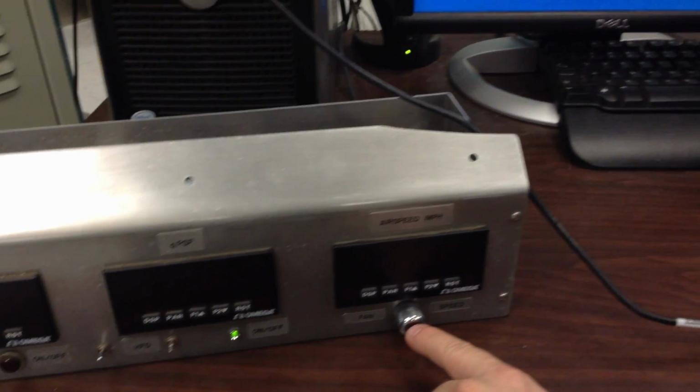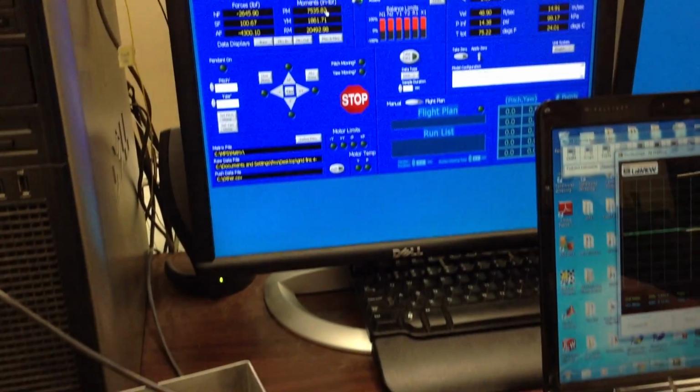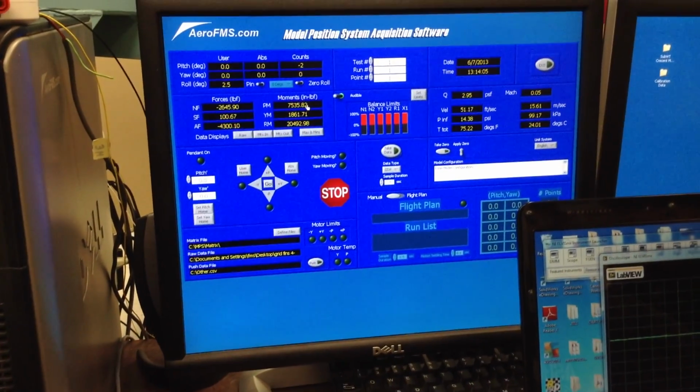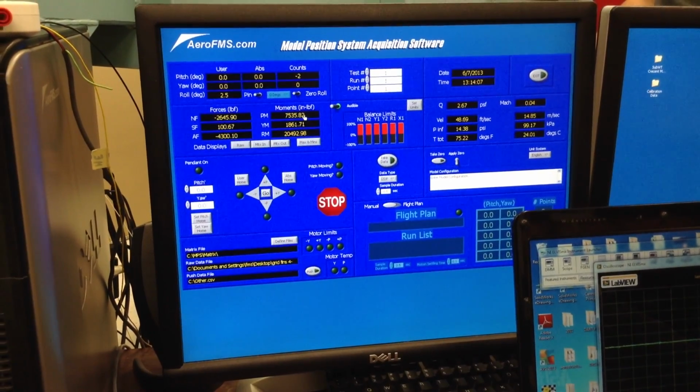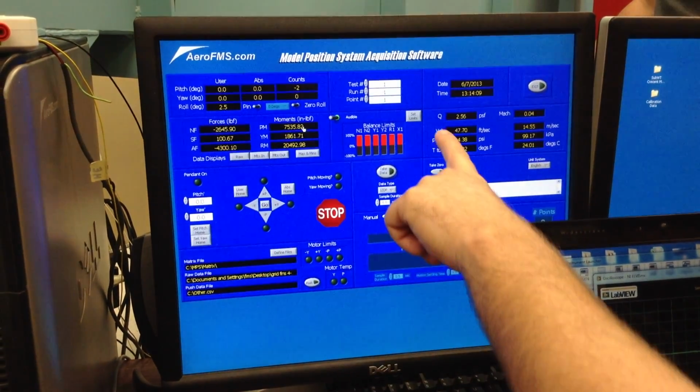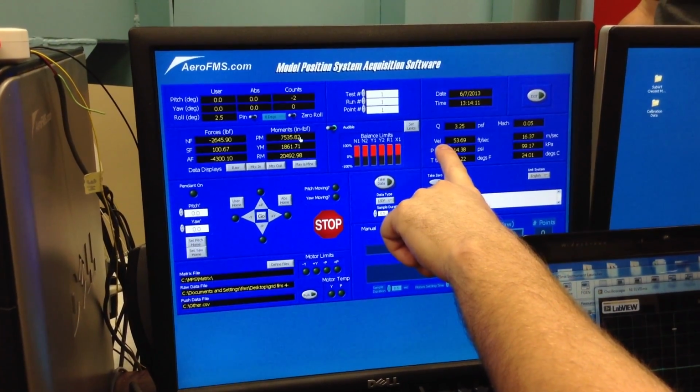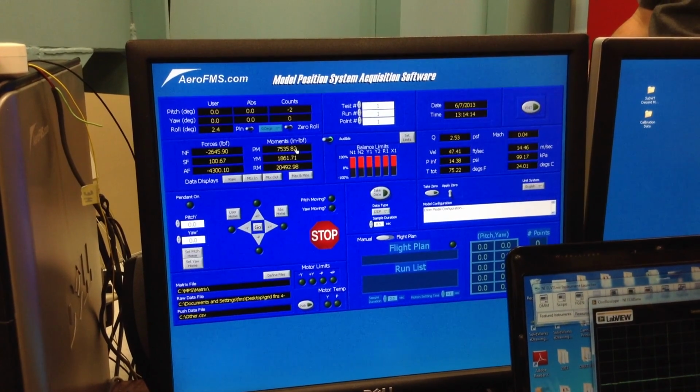On the Aero FMS acquisition software, you can see the dynamic pressure and free stream speed of the tunnel. This is what you use to collect your test data for Q and V infinity.